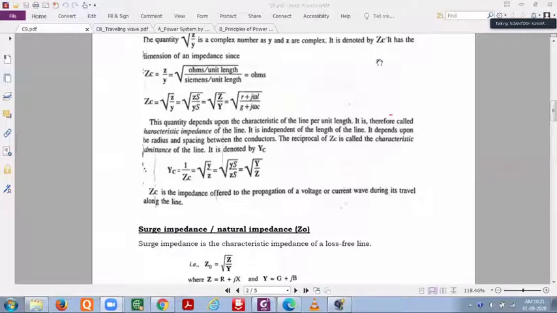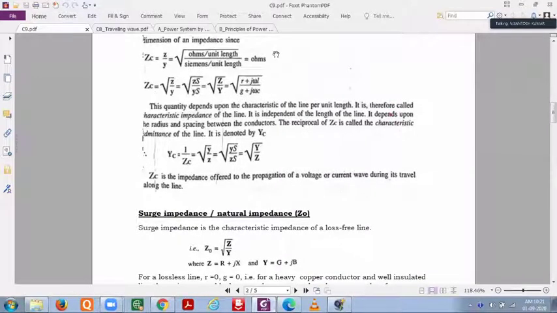Next, if I find the inverse of ZC, it is nothing but YC, because the inverse of impedance is admittance. So 1 by ZC will be capital YZ. Please do differentiate between capital and small letters. So this is the impedance offered to the propagation of voltage or current wave during its travel along the line.